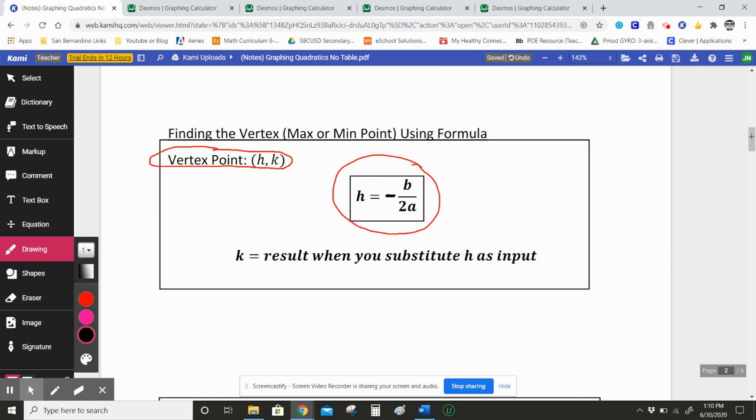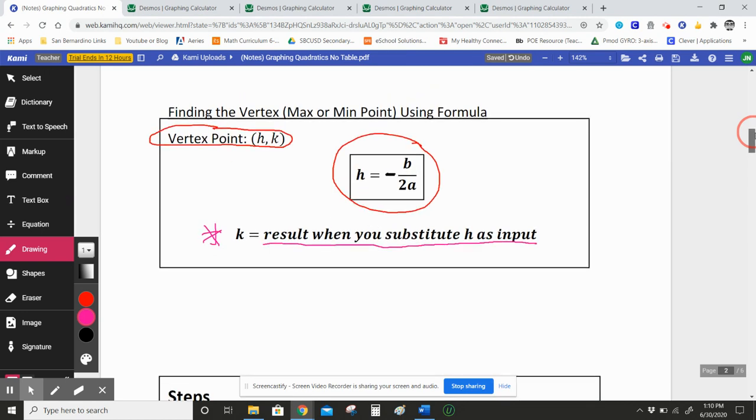And then once you figure out what h is, if you want to figure out the k, all you have to do is plug in or substitute the result into the original equation. So k is the result when you substitute or plug in h as the input. So you plug in the h, simplify it, and then you get your value of k. Okay, so that's how we find the vertex.